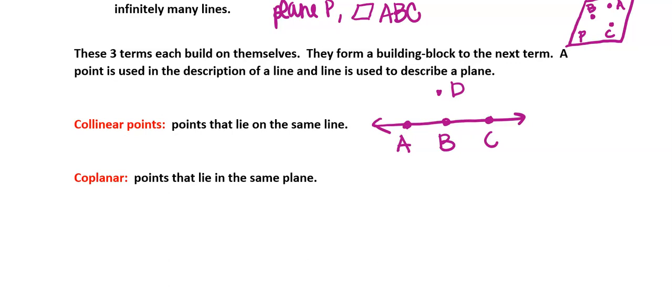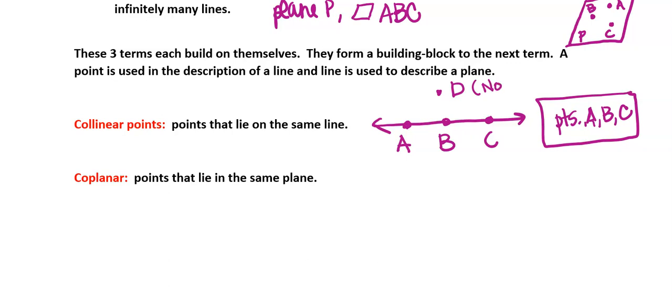The collinear ones are the ones that are on the same line. So the collinear points would be points A, comma, B, comma, C. The reason I didn't say D on here is because D isn't on the same line, so it is non-collinear. So point D, I'm going to put a parenthesis and put non-collinear. The points that are collinear are all on the same line. Non-collinear would be off the line.